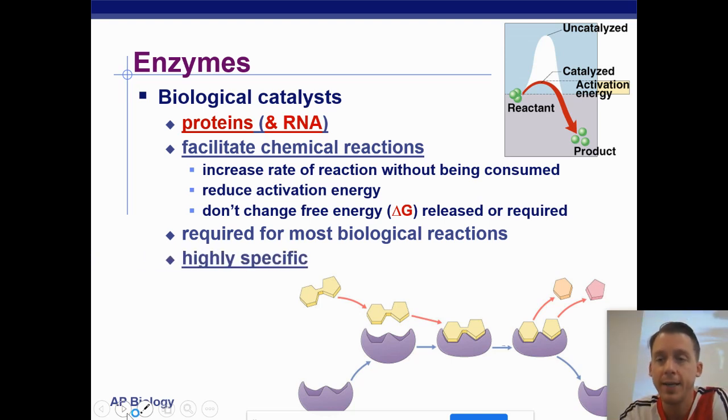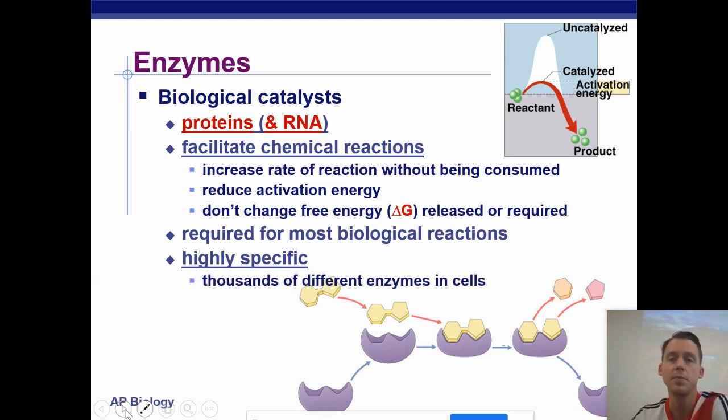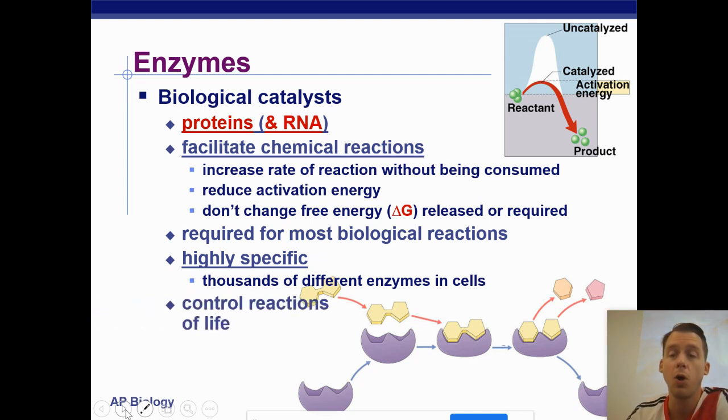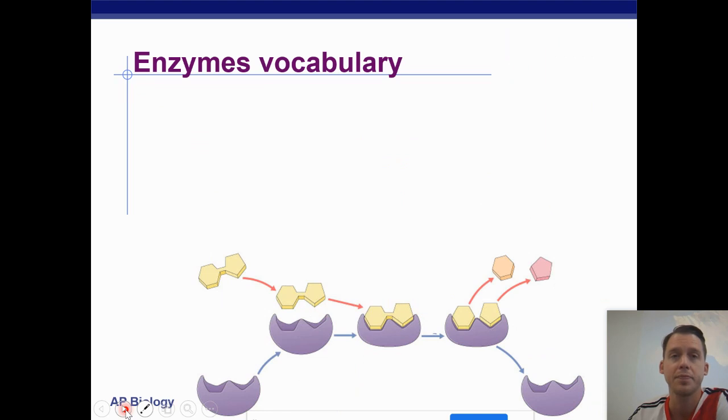Enzymes are also highly specific. So this is sucrose here that the enzyme is working on, and only sucrose is going to fit in the enzyme. This enzyme is for sucrose and nothing else. They are very, very specific. In lab, you're working with peroxidase. Peroxidase is going to work on peroxide, but nothing else is going to be affected by that enzyme. There are many, many different enzymes in our cells. All right? And these enzymes control all of the reactions that happen.